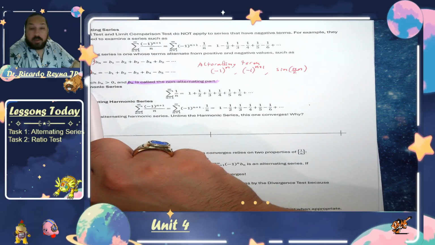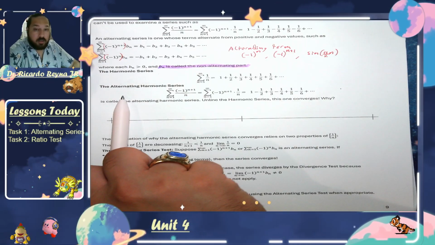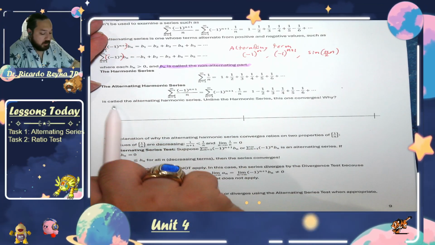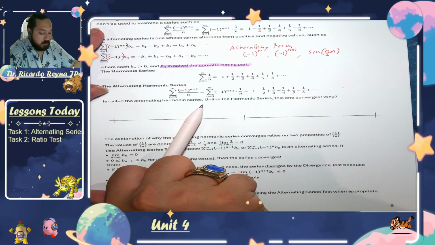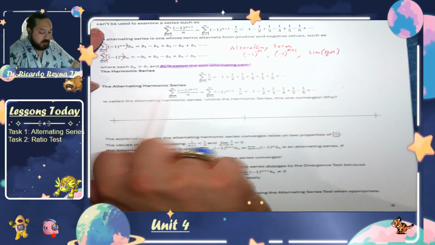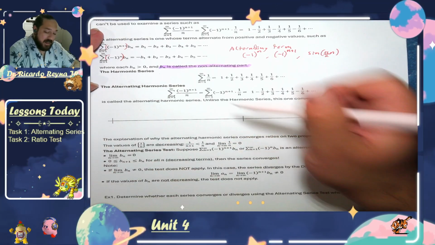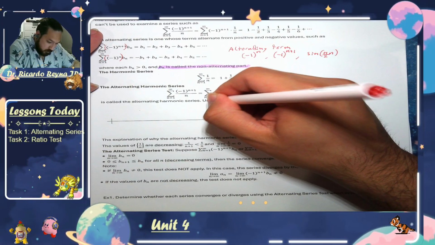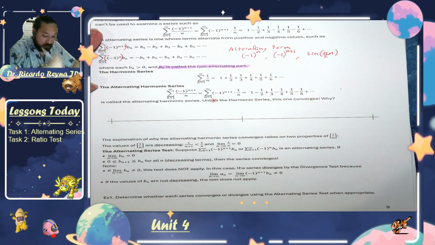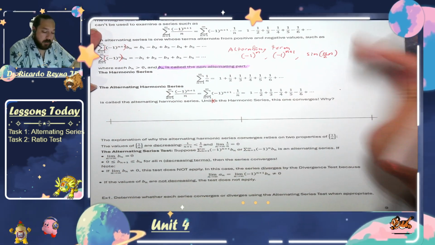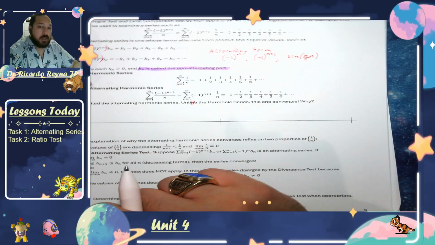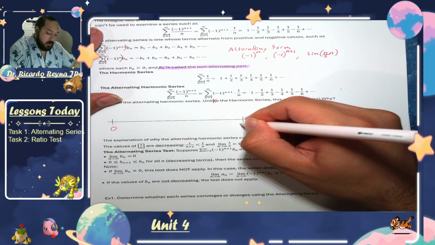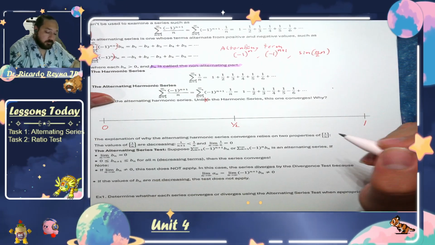Now, an adjustment we can make to the harmonic series is called the alternating harmonic series. That's just the name. Unlike the harmonic series, this one converges. Why? Well, let's pay attention to its sum and make this number line starting from 0, 1/2, and 1.